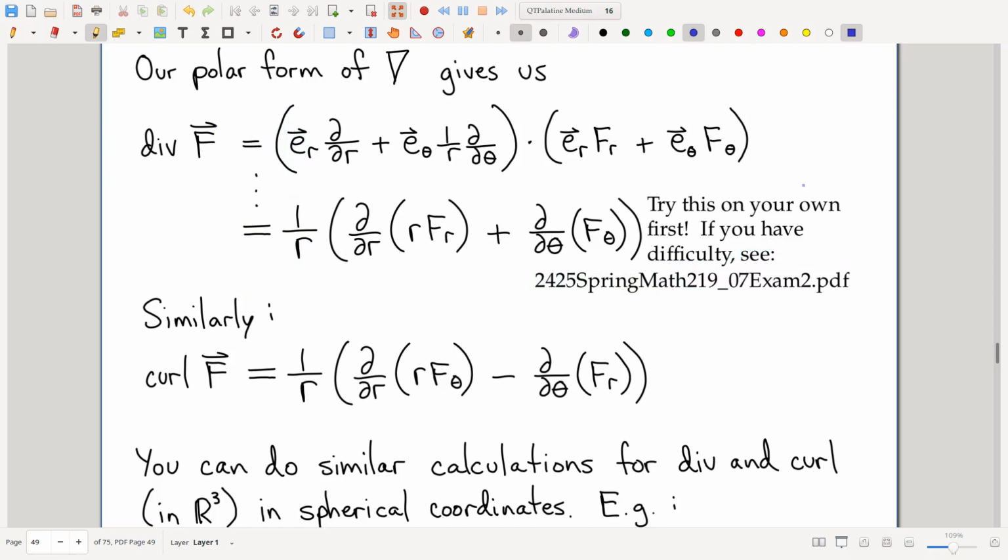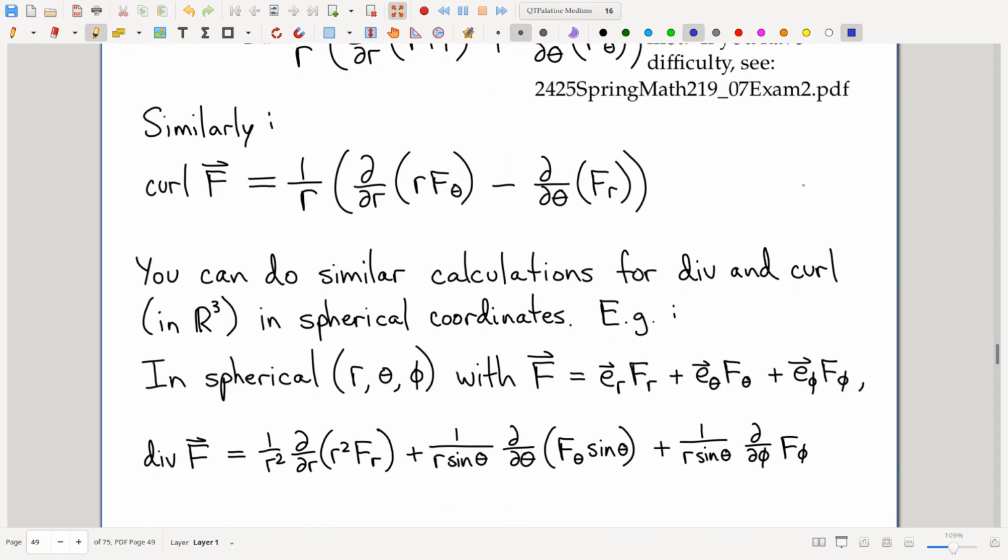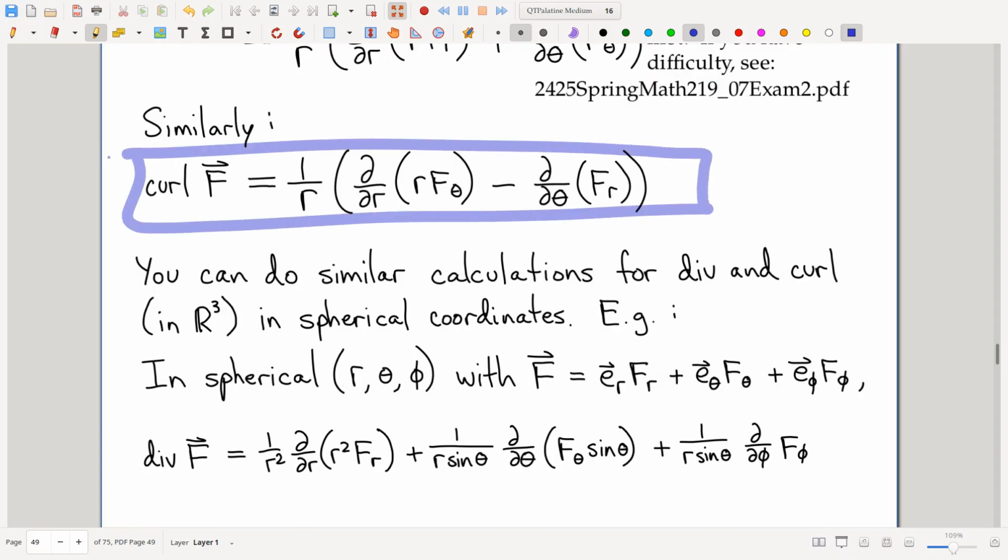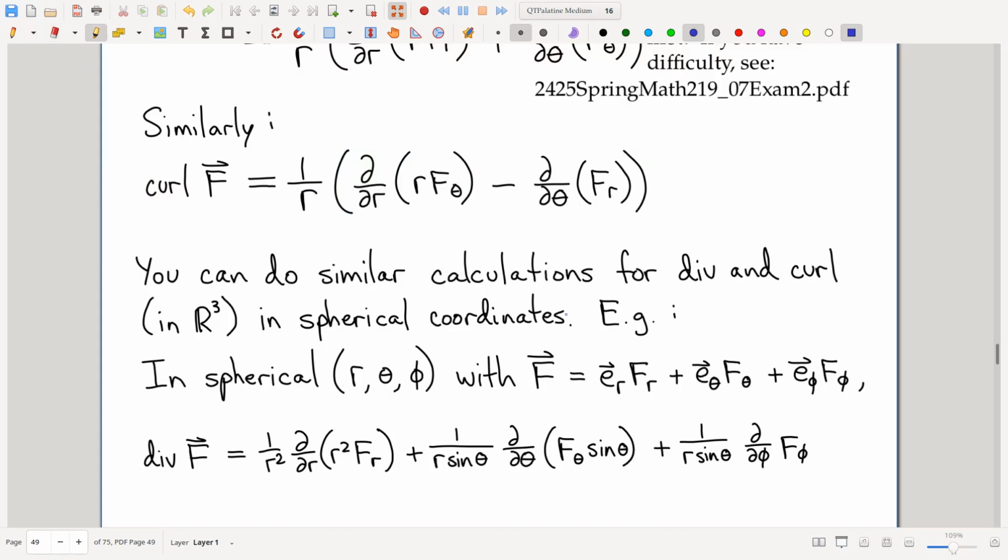Okie dokie. So there's an analogous calculation. You can compute a polar two-dimensional curl. It's another calculation. I don't particularly recommend that you actually do that one, but you can. It's fine. And then spherical is not that different from polar.